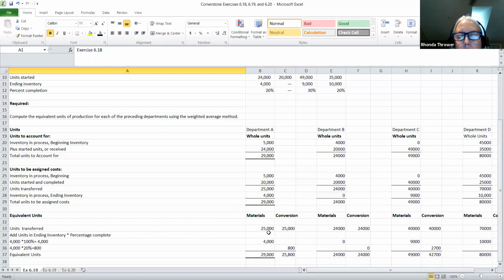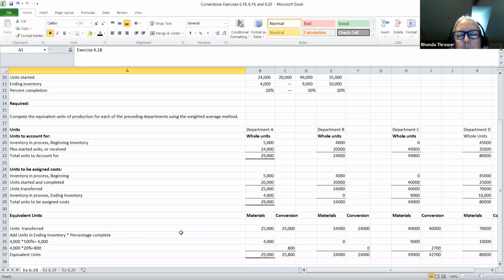And since we have transferred these units out, they're finished with respect to both materials and conversion. So all 25,000 units have all the materials and all the conversion in them because we're transferring them out of the work in process to either the next department or finished goods.